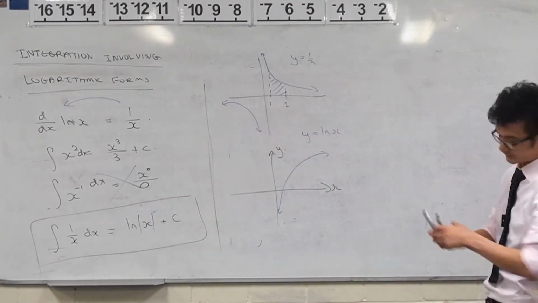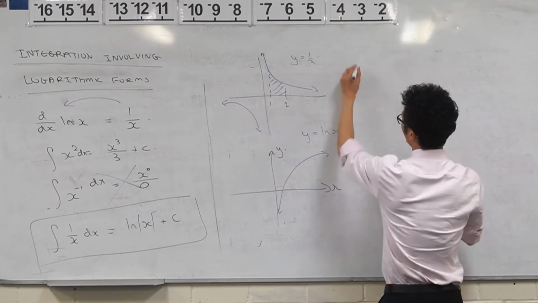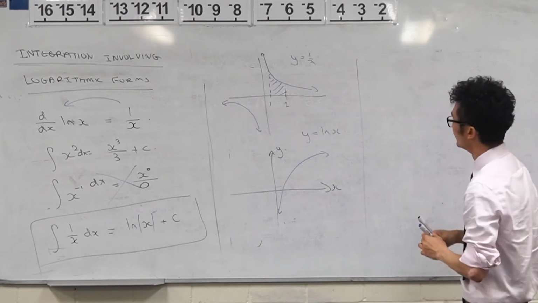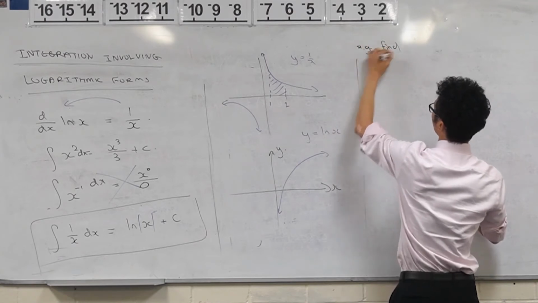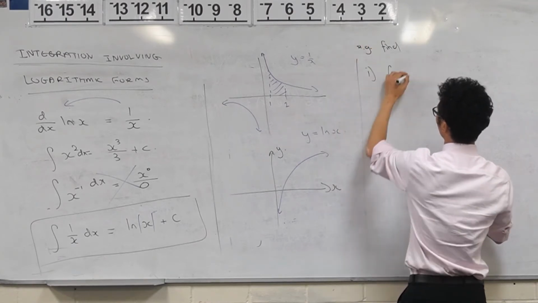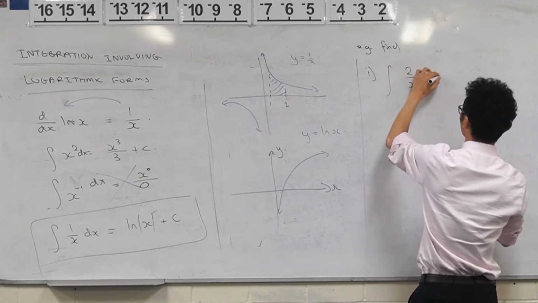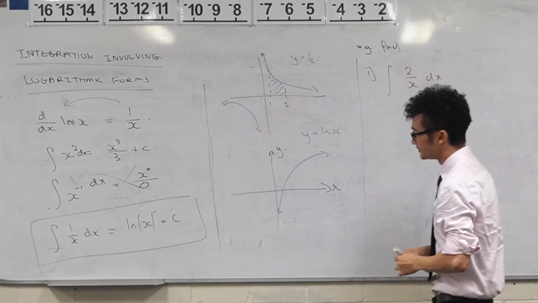So let's look at a quick example. The way I'm going to approach these is I'm going to say, well, for example, if I want to find the integral of 2 on x, I'm going to look for where I can see 1 on x here.